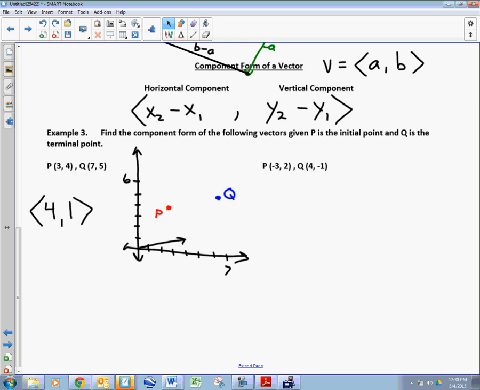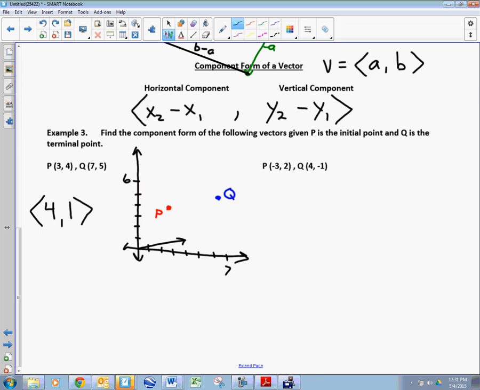Okay, so we started off with these 2 points. The vector was located between 2, but often in mathematics we like to put things back on the origin. All right, so when we subtracted these, what it did is it gave us a vector of 4, 1. So that means it would start at 0, 0, and it would go over 4 units and up 1 unit, which is what I have with my drawing right there, right? So that's all that's happening.